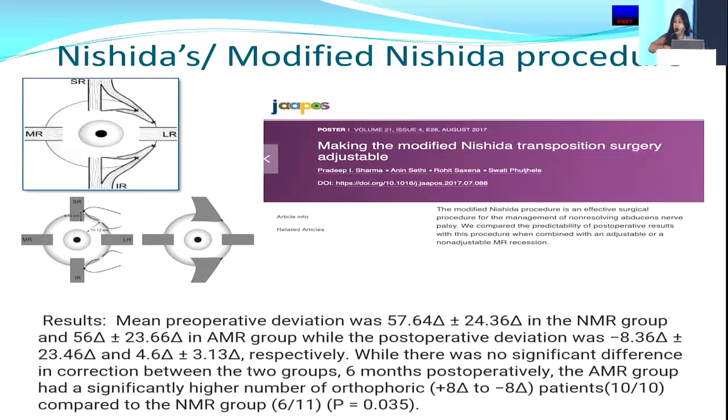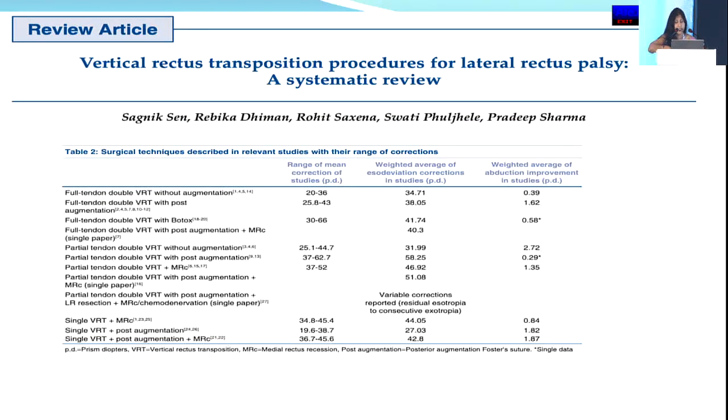Modified Nishida is also an option in such cases, where you can do it with and without MR recession depending on the amount of deviation. This study was published from our center regarding the adjustable MR recession with Nishida procedure, and a good correction was achieved. This is a review article which has collated all the studies and given us the results. We have seen that the full tendon double vertical rectus transposition is as good as single vertical rectus transposition with or without augmentation suture.